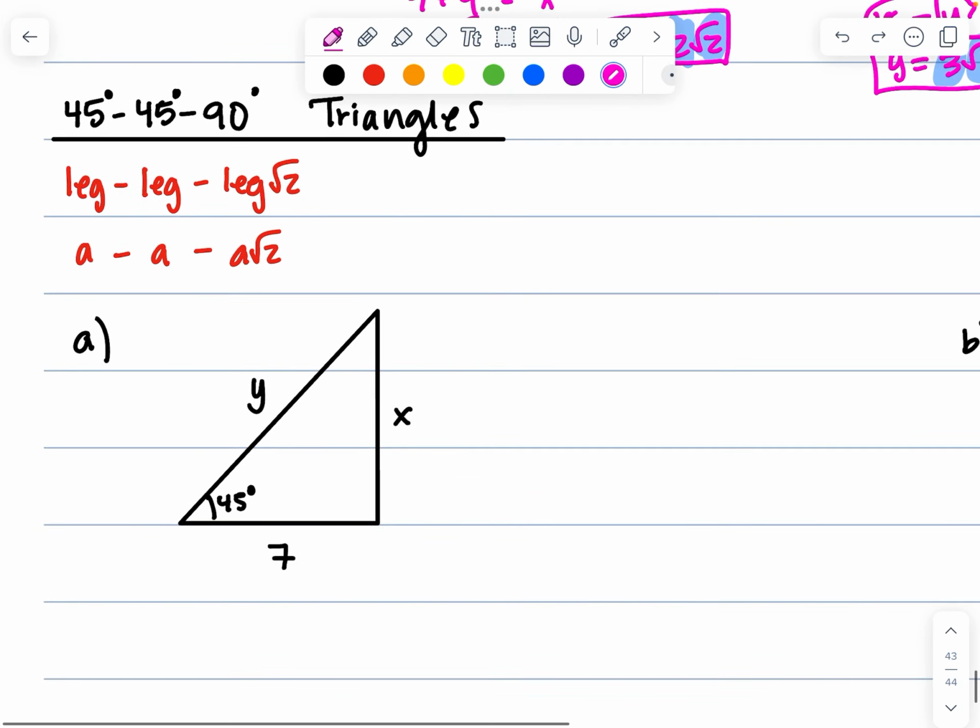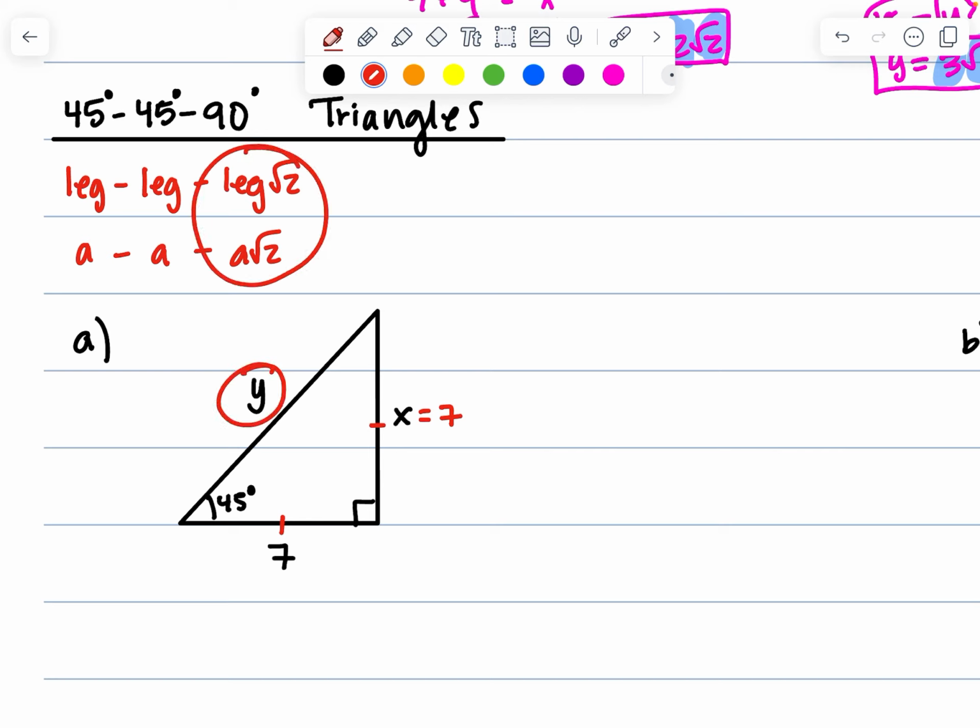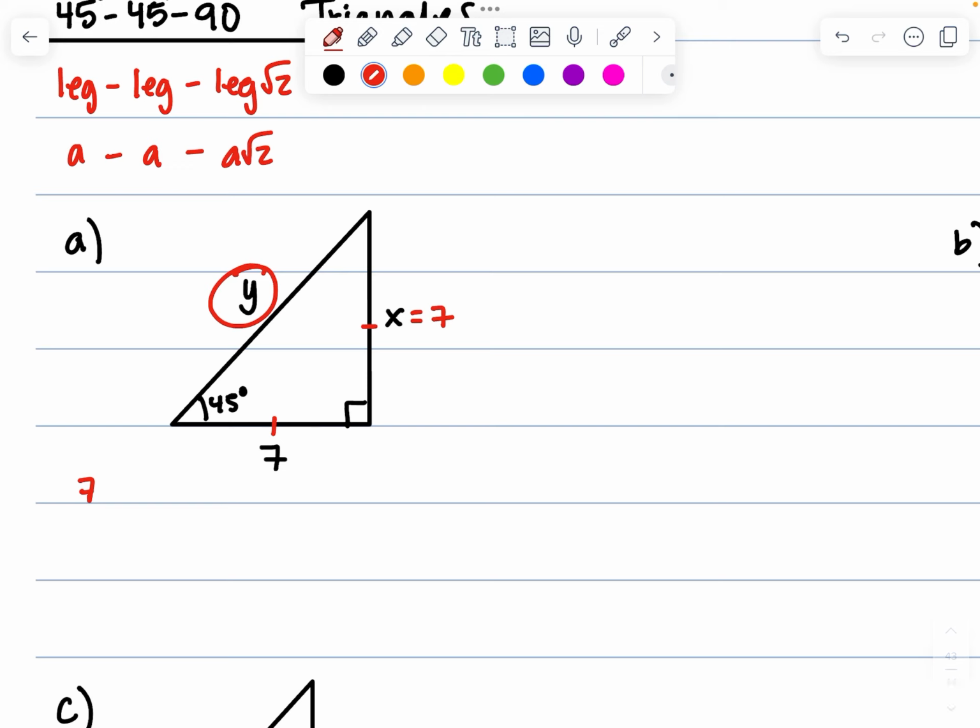Looking at this, we should be able to piece this together. You could always do it the long way if you really want to, using the Pythagorean theorem every single time. But you should realize, and this is missing a right angle, that's bad of me, we have 90 degrees here, 45 here, and this last piece is 45, so this is 45, 45, 90. Legs in an isosceles right triangle are congruent. So we could say x is equal to 7 right off the bat. And then the hypotenuse is always the leg times root 2. We know that a is 7, so you could write that as 7, 7, 7 root 2.